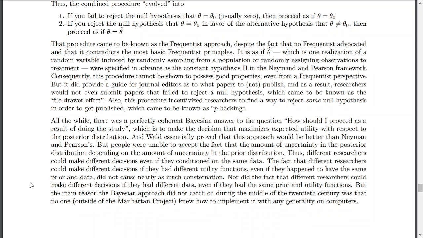So what I think, and this is my opinion, is that the main reason the Bayesian approach didn't catch on with practitioners in the middle of the 20th century, people who didn't really care about the beef between Fisher and Neyman and the rest of the English-speaking world, was that it wasn't possible to do on the computers that they had at the time outside of the people doing the Manhattan Project.